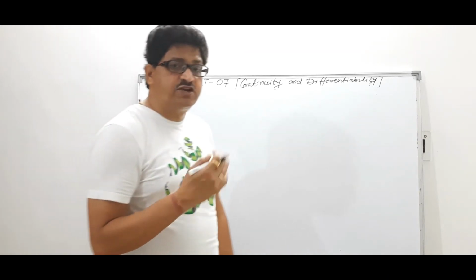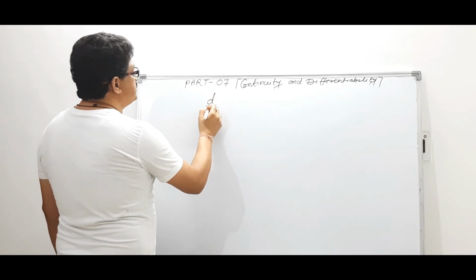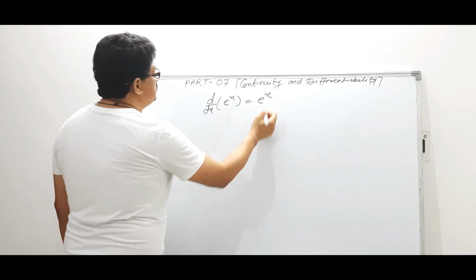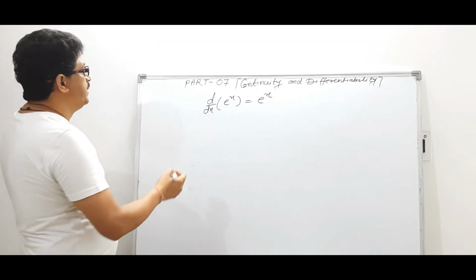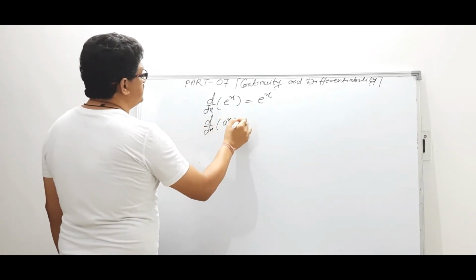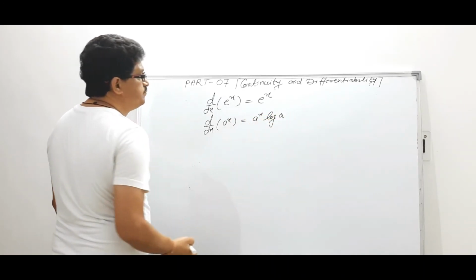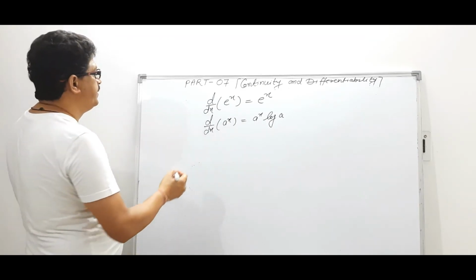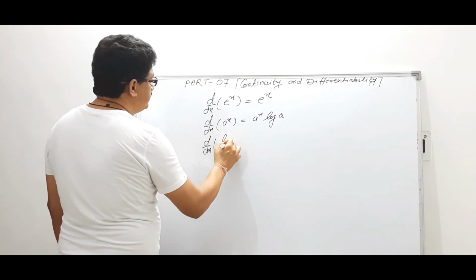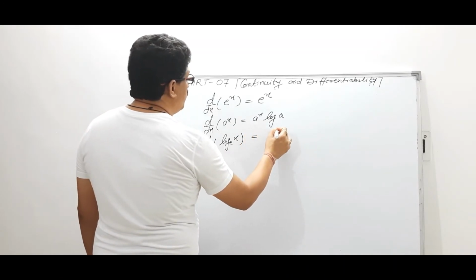Then we have differentiation of exponential function, that you already know. Differentiation of e raised to x remains e raised to x. Differentiation of a raised to x is a raised to x log a. Differentiation of log x to the base e is 1 upon x.